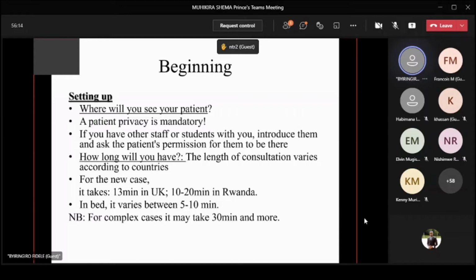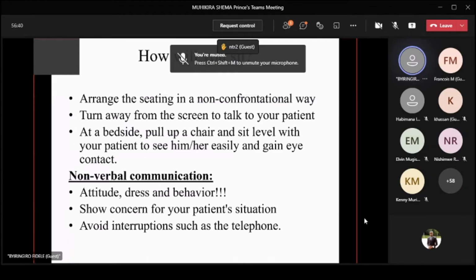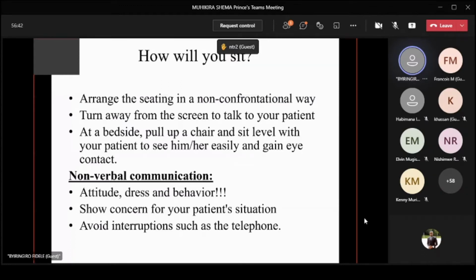At the bedside, it varies. It can be 5 to 10 minutes for the patient. For complex cases, they can take up to 30 minutes and more. So always learn to give enough time to your patients. Arrange the seating in a non-confrontational way. Turn away from the screen to talk to your patient. At a bedside, pull up a chair and sit at the level with your patient to see them easily and gain a close eye contact.